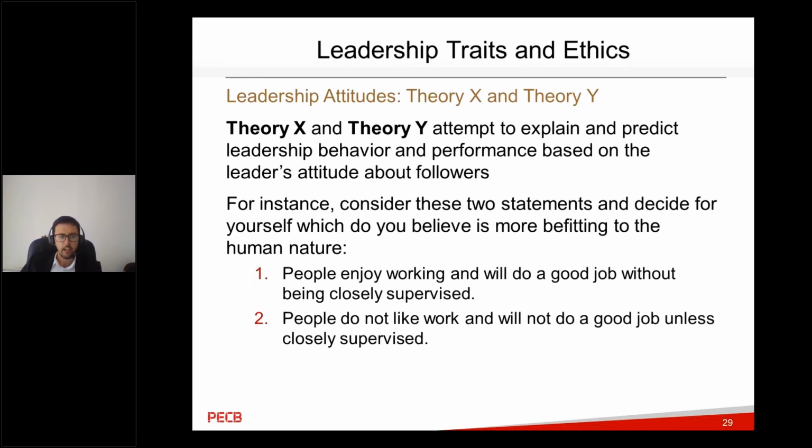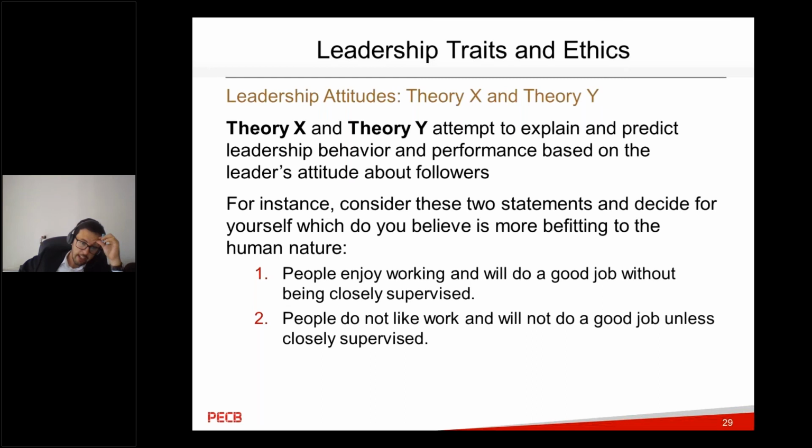So basically, job attitudes and performance are related to the way that the leader or the manager sees people. For example, let's look at these two sentences and see how we think. The first one is that people enjoy working and will do a good job without being closely supervised. That means independence is key to being successful. Whereas the second category of people will think that people do not like work in general, and they will not do a good job unless they are closely supervised and punished or rewarded. So these two people, in fact, project the idea behind both Theory X and Theory Y.